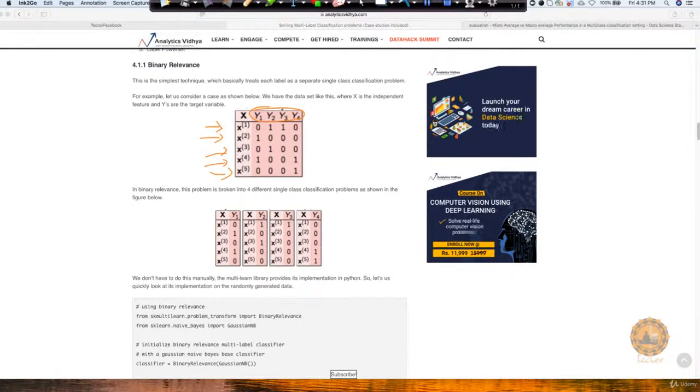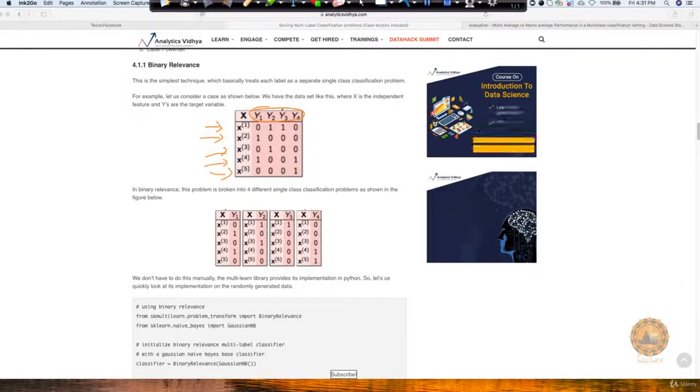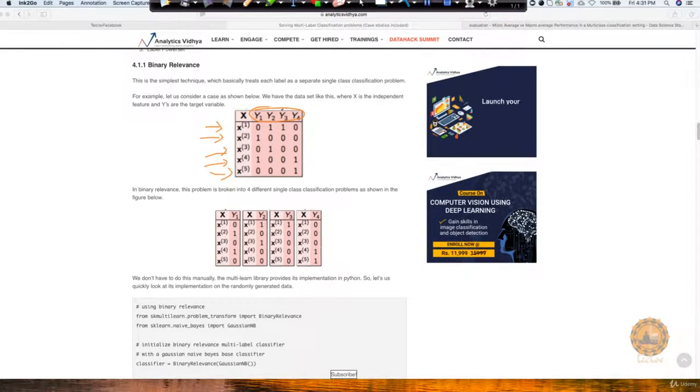You can think of y1, y2, y3, y4 as the tags we had in our question. So maybe in the first row, I have y2, y3 available. In the second row, I might have only y1 available. In the third row, maybe only y2. In the fourth row, I might have y1 and y4 available. And in the fifth row, only y4. So this is my way of representing it.